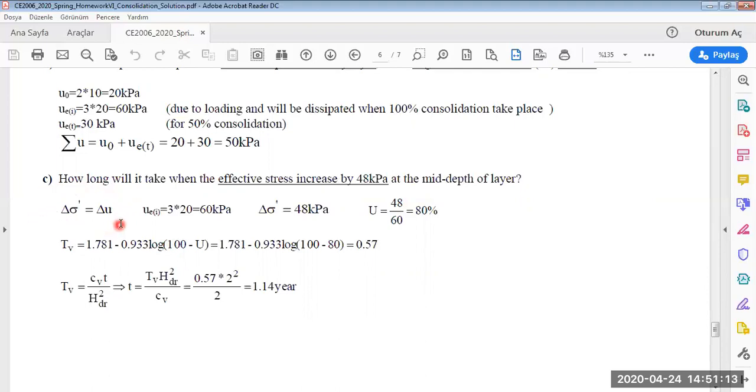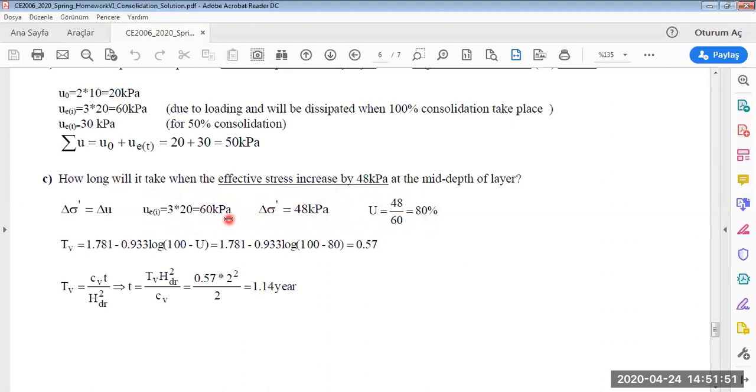In fine grain soils, in cohesive soils, change in effective stress is equal to change in pore water pressure, excess pore water pressure. Here is the excess pore water pressure at the beginning of the consolidation, and this is the change in effective stress. As I said previously, we can calculate the degree of consolidation by using the change in effective stress. Here is the calculation for degree of consolidation.